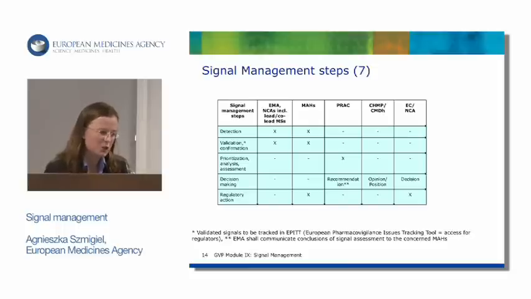Obviously the signal should be validated and confirmed, whereas the marketing authorization holder will be obliged to send their validated signals to the responsible competent authority. The validated signals are to be tracked in the European Pharmacovigilance Issues Tracking Tool, EPITT, which is accessible to regulators. Then the prioritization, analysis, and assessment will be done at the level of the PRAC.